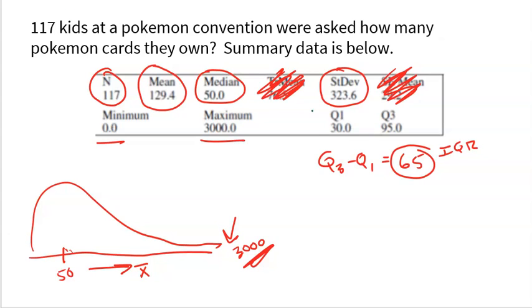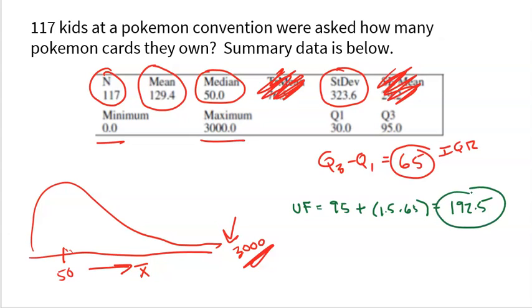Now let's use the fence method real quick. The upper fence, which I'll call UF, is going to be Q3, 95, plus 1.5 times the IQR of 65. Let me do that math real quick. 95 plus 1.5 times 65 is 192.5. So are there any values in our data bigger than that? One of the drawbacks here is I don't have all the individual data values, but I do know for sure 3,000 is an outlier. 3,000 is definitely bigger than 192.5.